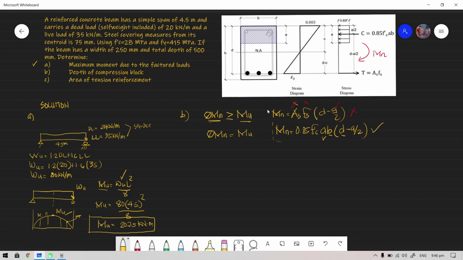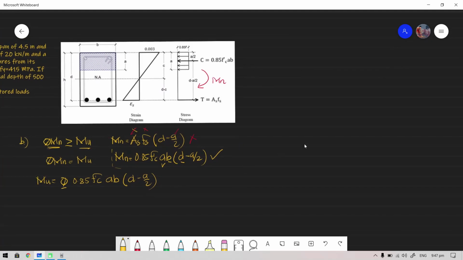So that your VMN or MU na ngayon is equal to V multiplied by MN. Yung MN natin is 0.85 F prime C AB D minus A over 2. Ito yung true mechanics. Okay, using mechanics to solve for the AS. Now, next problem natin, what will be the reduction factor? Okay, before we proceed to the reduction factor, meron lang akong i-explain na part, basic principle.